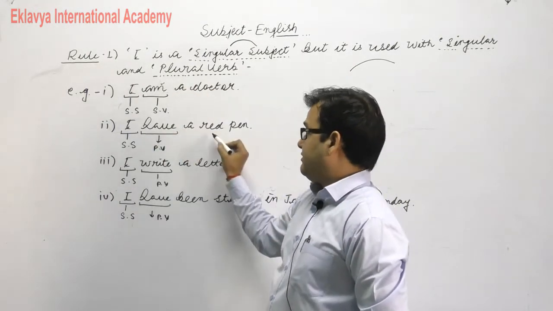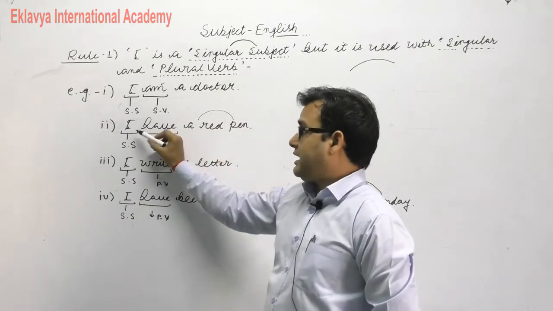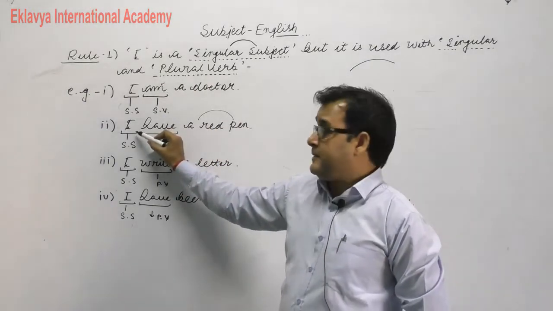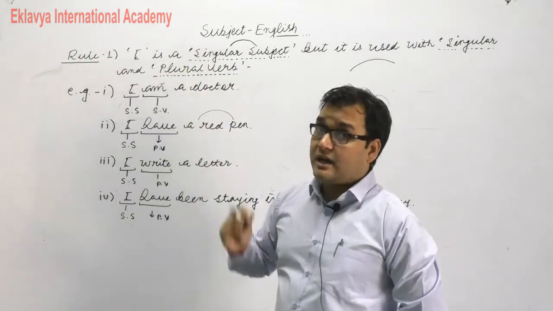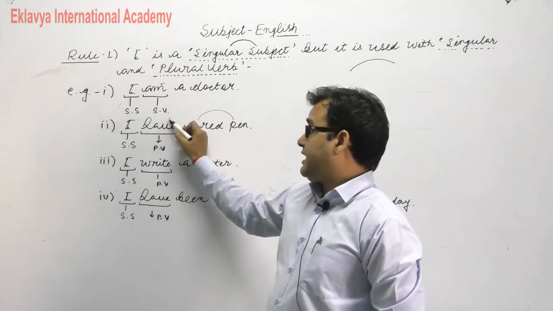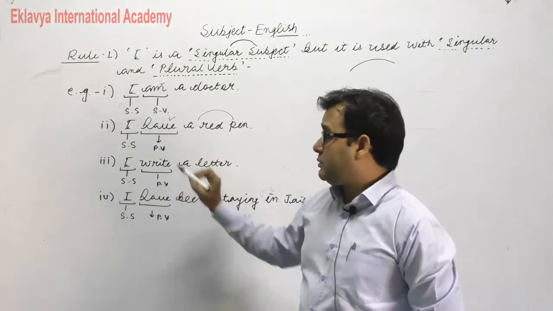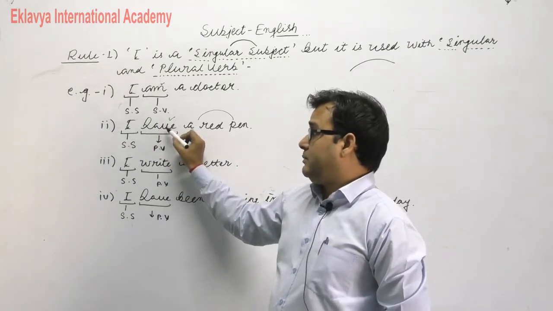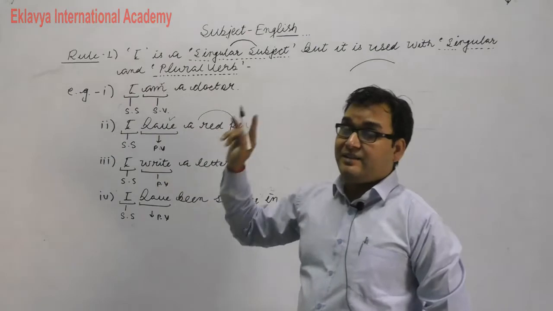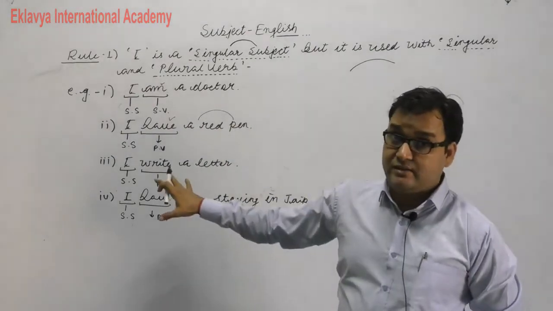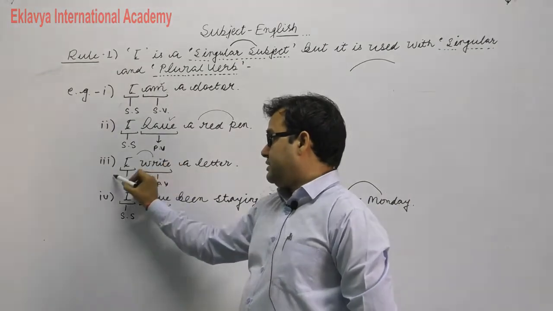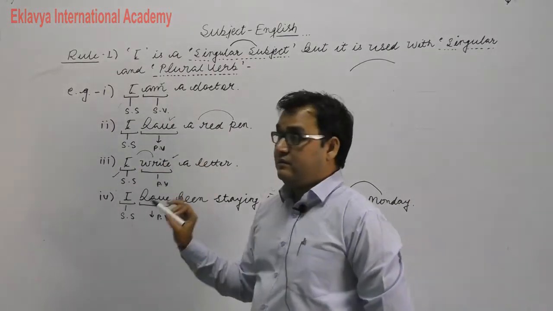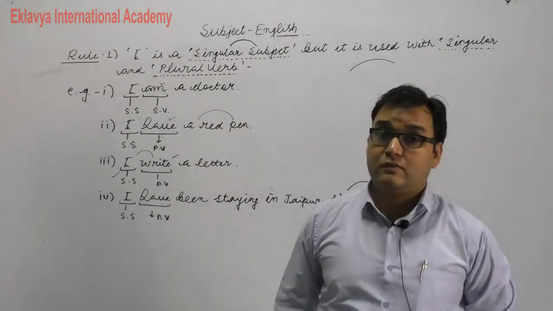I have a red pen, कि मेरे पास एक red pen है. I is always a singular subject, but have I have mentioned as a plural verb. Singular subject, plural verb. The general sense has been changed here. Example number 3, I write. Singular subject, plural verb. A verb without s, es, and ies is always plural.